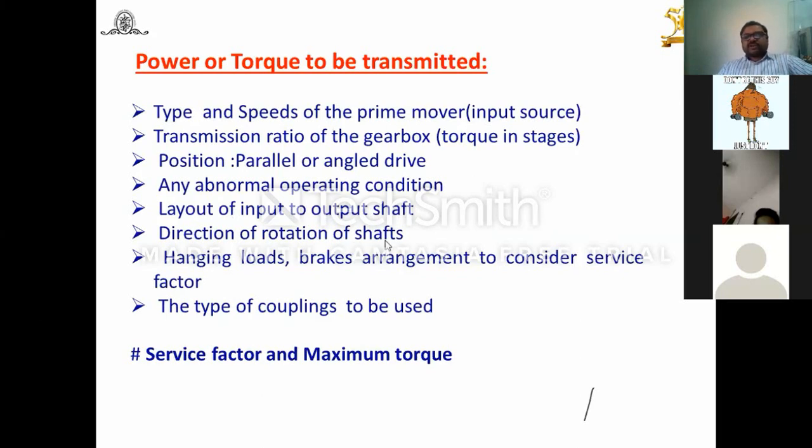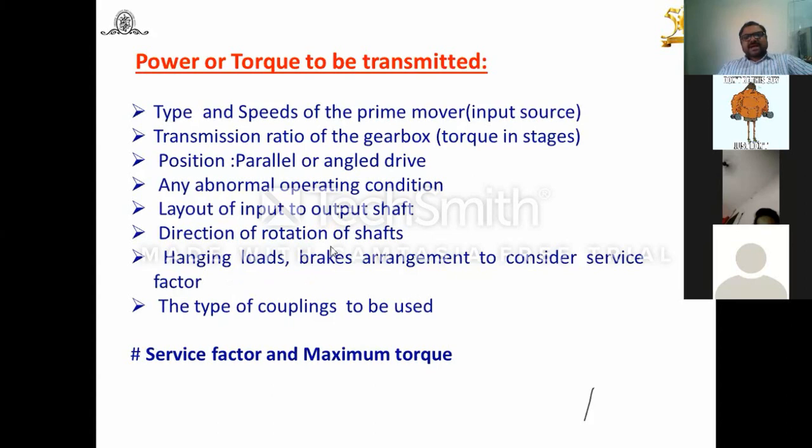Then the direction of rotation of the shaft. Generally you will find electric motors rotate the shafts in clockwise direction. That means the input shaft goes through the coupling. When the input shaft of the gear drive is connected to that, it is going to rotate clockwise. This is also important, because which type of rotation you will require at the output is an important consideration here.